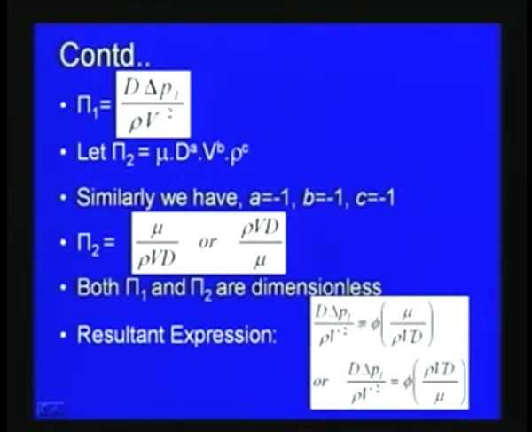The resulting expression we can write as d into delta p L by rho v square as a function phi of mu by rho v d, or d into delta p L by rho v square as a function of rho v d by mu. This is the resultant expression of the dimensional analysis which we did using the Buckingham pi theorem. Further, we will be discussing the various applications of the Buckingham pi theorem and its importance. This is one simple application showing how we solve a typical problem using the Buckingham pi theorem.